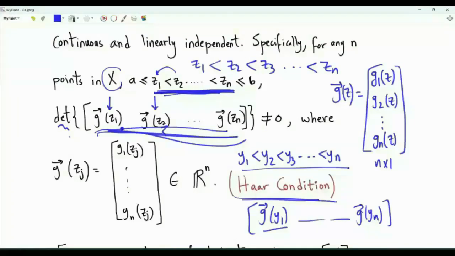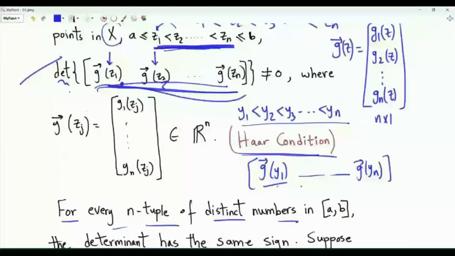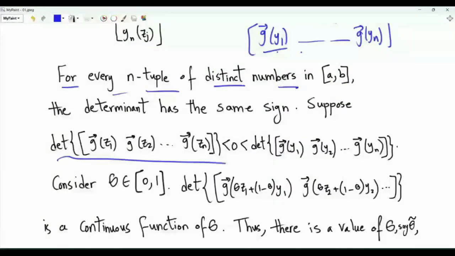But we can say more. If the determinant is negative when we use z1, z2 to zn, it must also be negative if we use the numbers y1, y2 to yn. Let's do a proof by contradiction. Suppose that the determinant when we use the z's is strictly negative, but if we use the y's, the determinant is strictly positive. Consider theta in the closed interval from 0 to 1.